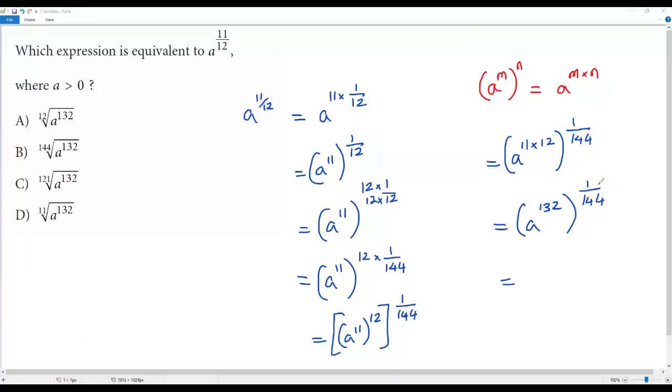So what do we have to do? We can write this exponent as a radical. So we get a radical of a to the power 132. What is the index of the radical? The denominator over here should be taken as the index of the radical. So the 144th root of a to the power 132. I find this one in option B. So the correct answer choice for this question is option B.